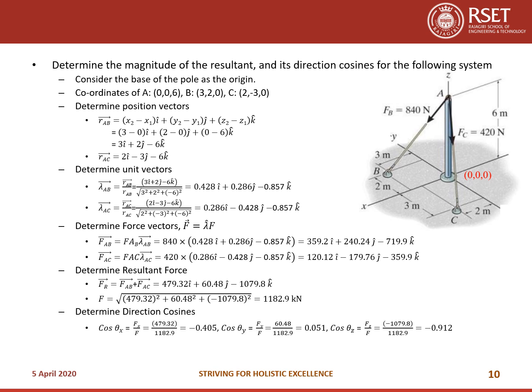Now you can determine the direction cosines as well. It is Fx by F, so 479.32 divided by 1182.9 is 0.405. Similarly, cos theta y you will get as 0.051 and cos theta z you will get as minus 0.912.